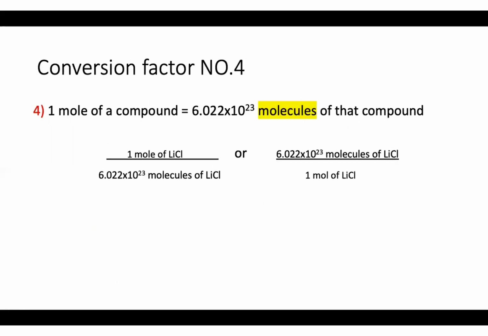Let's go to the last conversion factor. 1 mole of a compound equals, again, 6.022 times 10 to the power of 23 molecules of that compound. If you go back to conversion factor number 2, we had this number, but in atoms. For compounds, we use this number in molecules. How can I write it down? I can write 1 mole of LiCl over Avogadro's number of molecules of LiCl, and flip it.